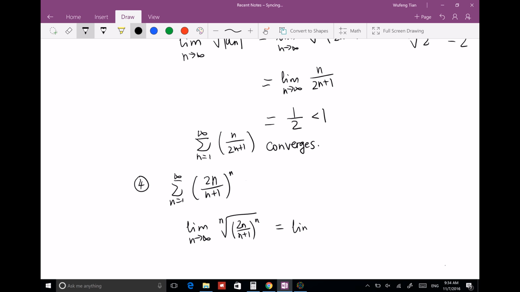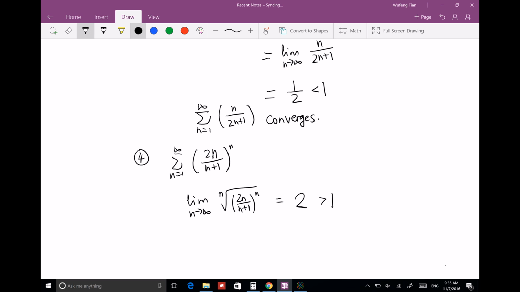Limit as n goes to infinity. The final answer is 2? Okay, exactly. So the nth root cancels out and it's 2n over n plus 1. So the answer is 2, which is bigger than 1. Use L'Hôpital's rule, it's 2 over 1. So 2 is bigger than 1, so the series diverges. Very good, perfect.